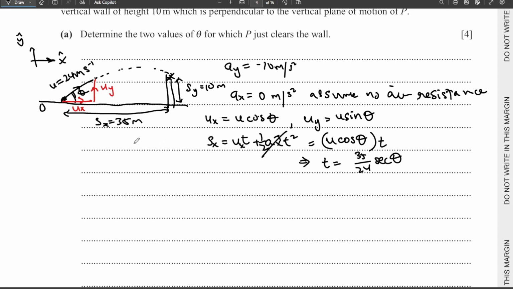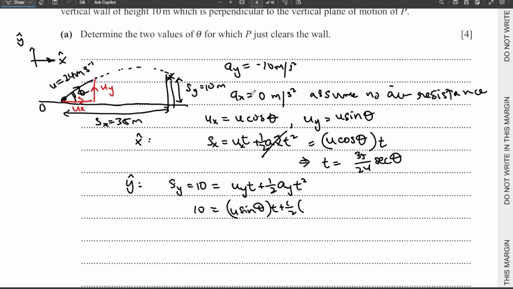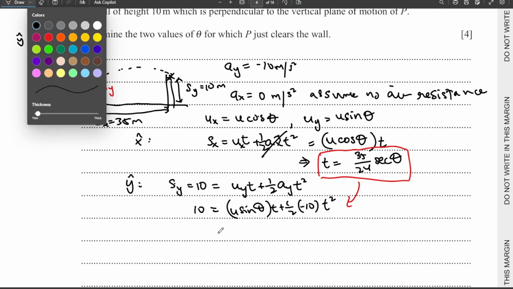Now we'll go for the y direction. In the y direction, Sy equals 10, and that will be uyt plus half ayt squared. So uy, again, is u sine theta, times t, plus half times ay. We have to remember that it's negative 10, negative because it's going downwards, times t squared. So we're going to use this expression of t in this equation so that we can cancel out some of our values here.